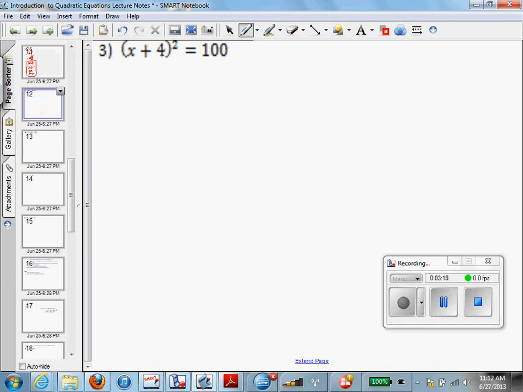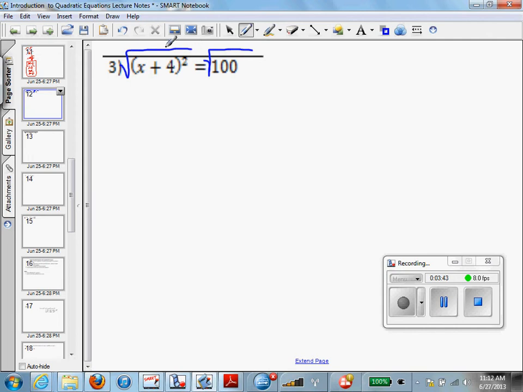Okay, with number 3, we are adding a little bit more to the problem. We have the quantity x plus 4 squared equals 100. So what I would suggest doing first is to get rid of this squared so we can actually work with stuff inside that quantity. To get rid of that squared, take the square root of both sides.